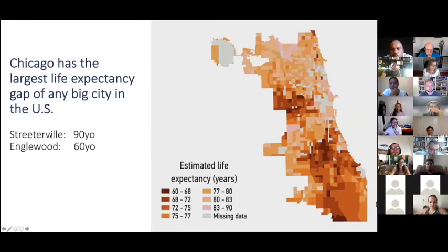I'm not going to spend a ton of time talking about it because I want to get to the politics. But Chicago has the largest life expectancy gap of any big city in the United States. If you live in Streeterville, the average person is going to live to be about 90 years old. But just 11 miles away in Inglewood, 11 miles, it's not very far. On a good day, I'll ride my bicycle 11 miles and not think about it, right? That's not a long distance. The average age in Inglewood is only 60 years of age.